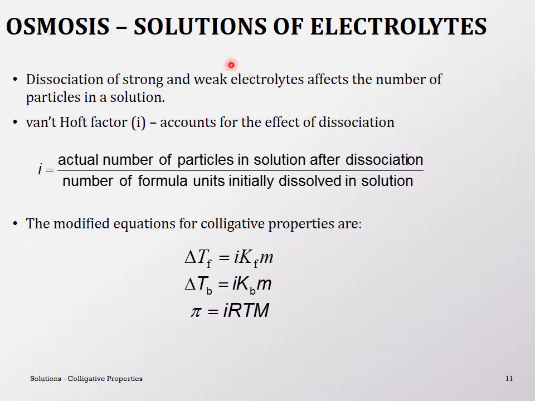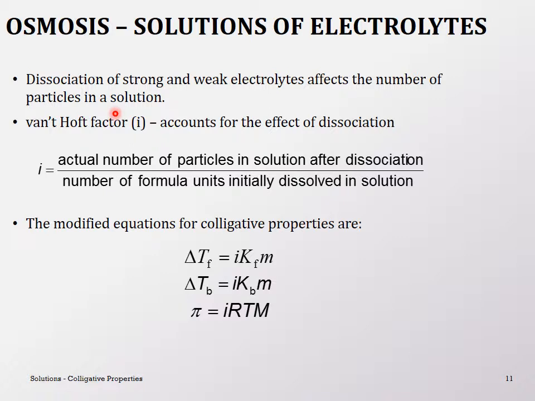Okay, and so osmosis will depend on how many ions you have in there or how many particles you have in there. So the dissociation of strong and weak electrolytes will affect the number of particles in a solution. If you have something like glucose, which is a non-electrolyte, it means that it is not ionizing. If it is not ionizing, you have only one particle to deal with.